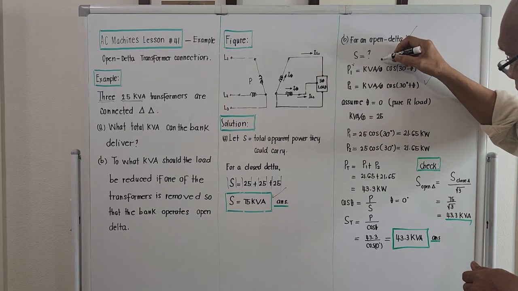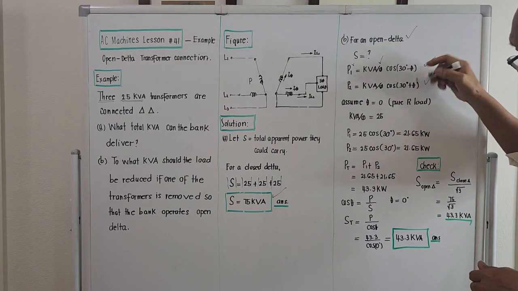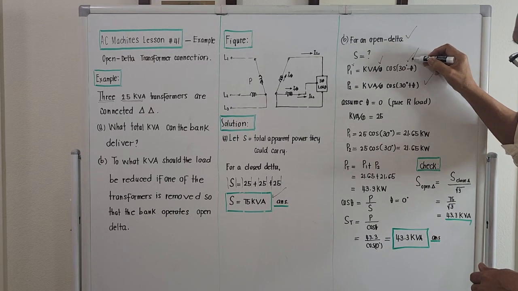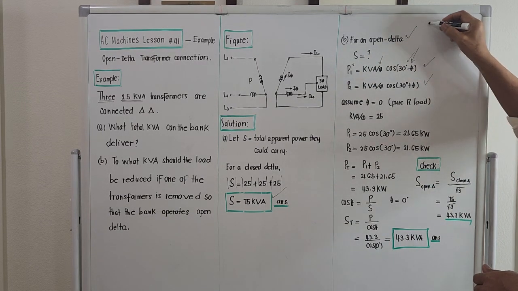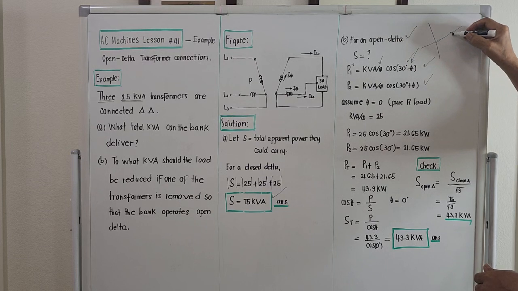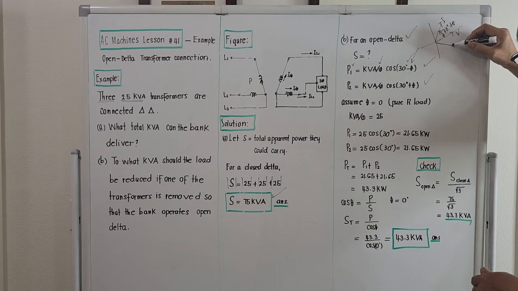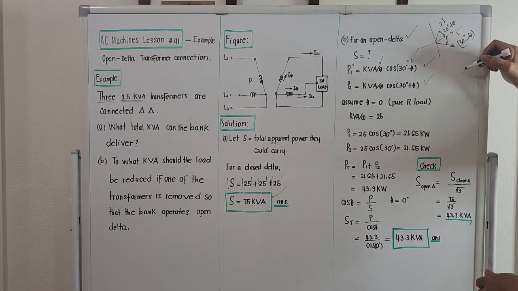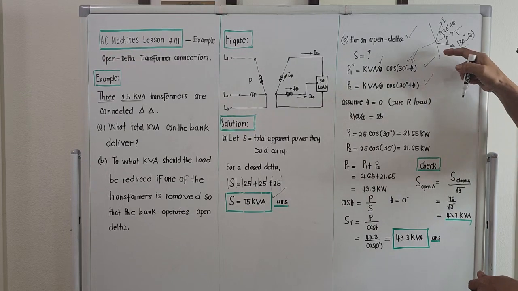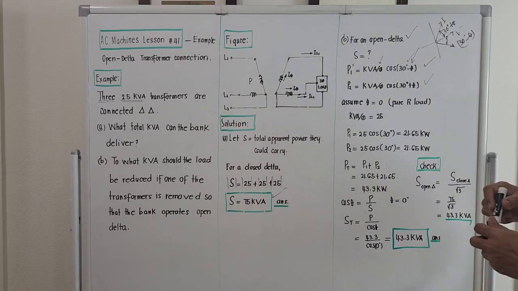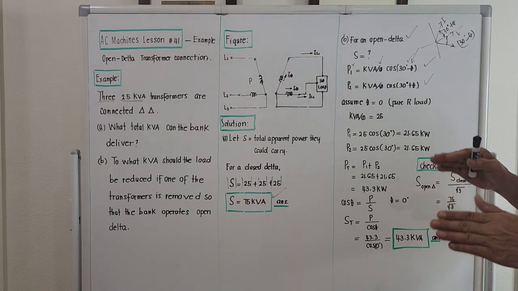Apparent power number 1 is kVA per phase times the cosine of 30 degrees plus theta. The value 30 degrees minus theta actually emanates from the difference of the angle between the voltage and current. For the first one, it was 30 degrees plus theta, and for the second one, it was 30 degrees minus theta. This emanates from the vector diagram, the difference of the angles between the voltages and current.